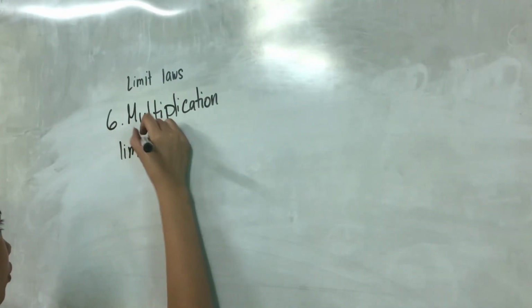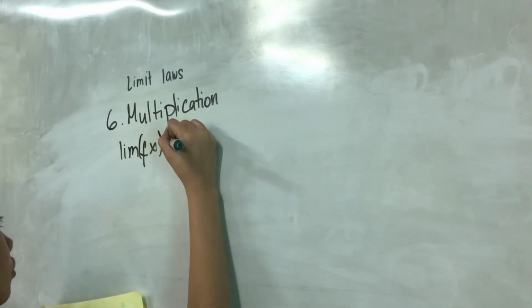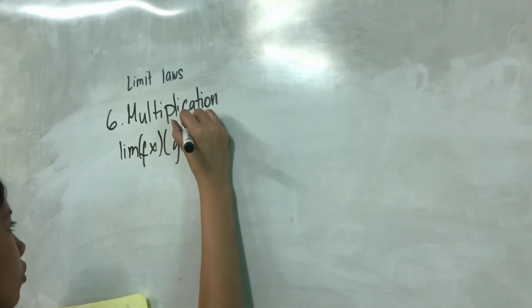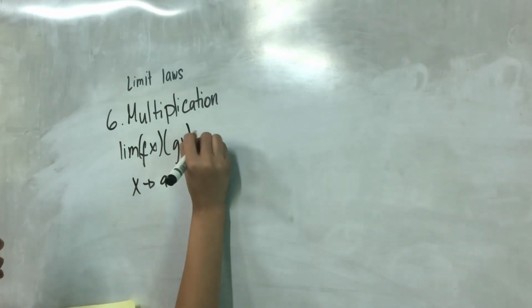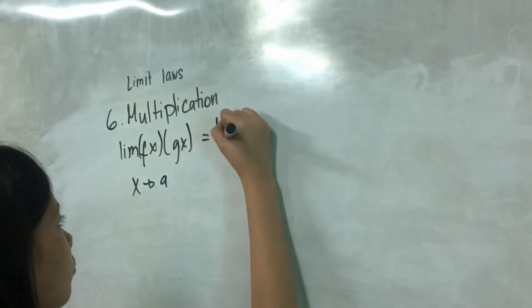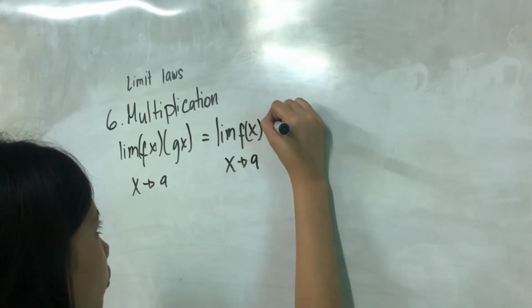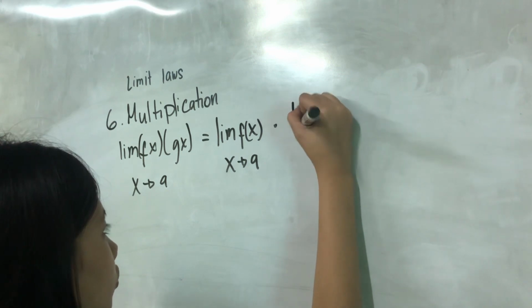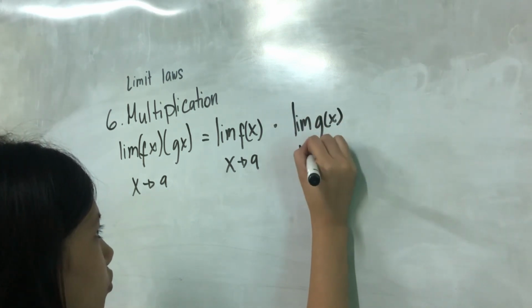So here we have the formula for multiplication in limit laws. The limit of f of x multiplied by g of x while x is approaching a is equal to the limit of f of x multiplied by the limit of g of x while x is approaching a.